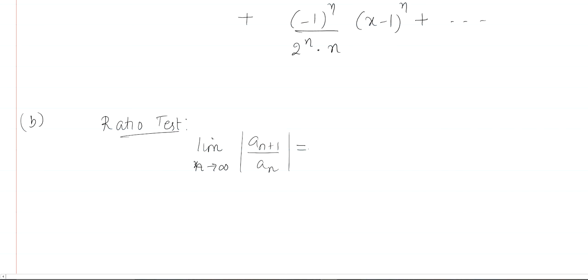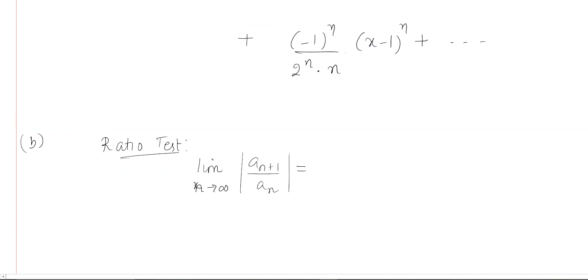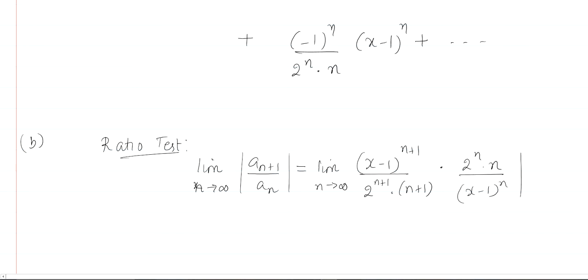Okay, since we already have the general term here, we can apply it in our ratio test, and we end up getting (x minus 1) to the power n plus 1 over 2 to the n plus 1 times n plus 1, multiplied by 2 to the n times n over (x minus 1) to the n.